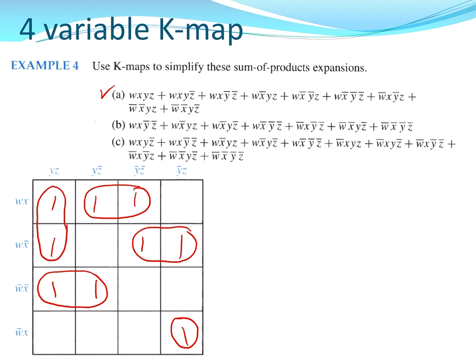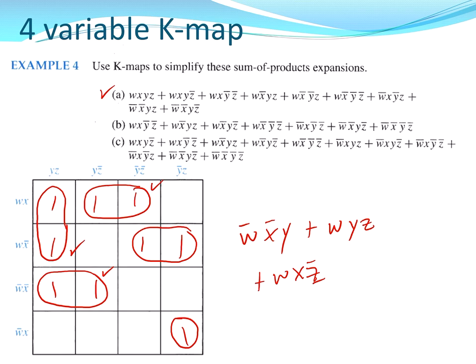We'll start with this lower left grouping of size 2. That's going to be W bar, X bar, Y are the literals that don't change complementation. Going clockwise, W doesn't change, and then Y, Z doesn't change. And we'll do this top one here. It's going to be W, X, and Z bar that don't change their complementation.